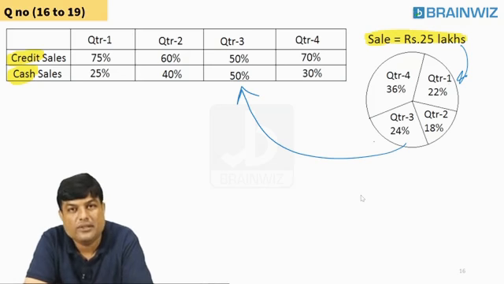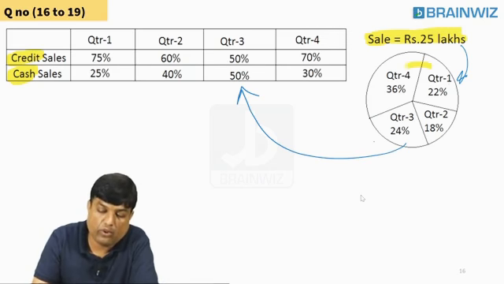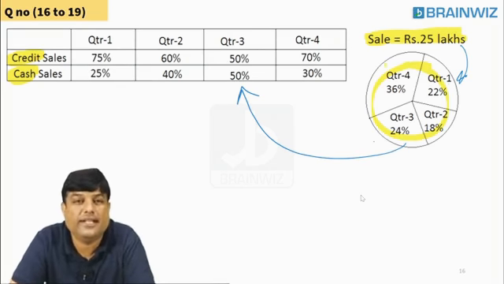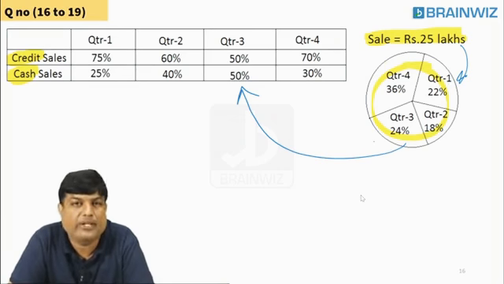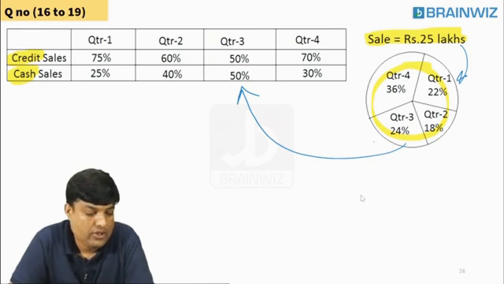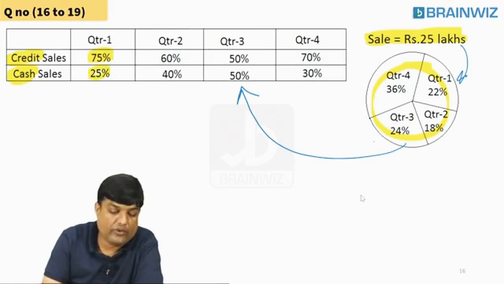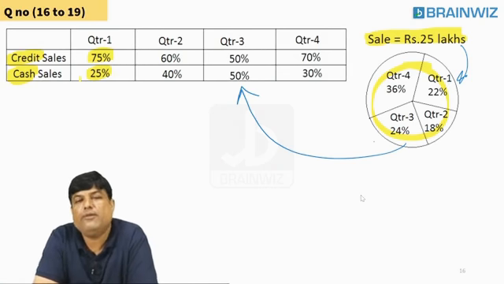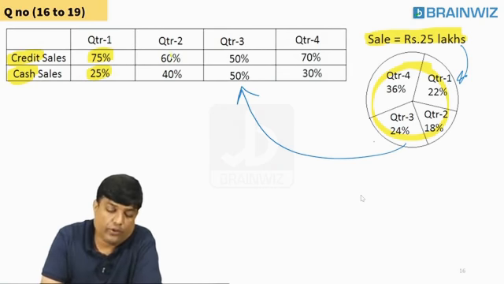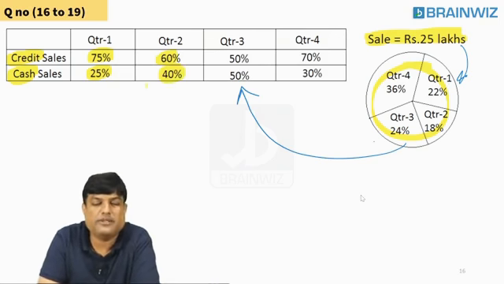So this 25 lakhs business, whatever has happened in all the 4 quarters, they have not done everything in cash. Some people are taking on credit, some people are taking on cash. The first quarter, 75% is done in credit, 25% in cash. Very few people paid the amount. But quarter 2, 60-40 is better. Many people increased, 40% paid in cash.